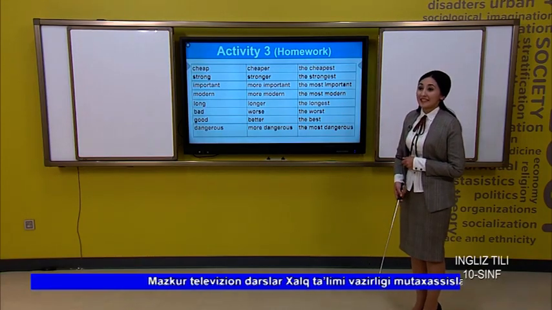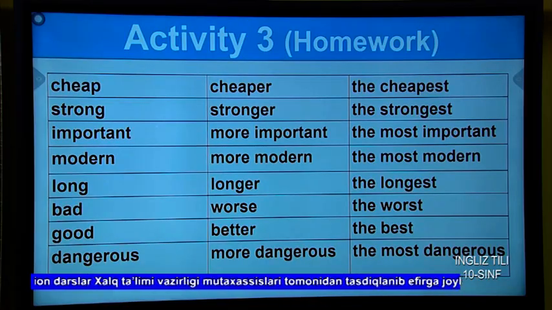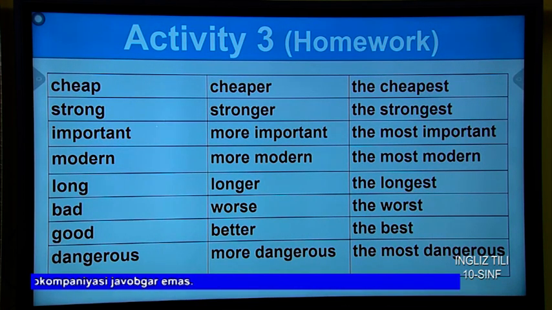Before starting our lesson, let's check your control work. Activity 3. You had to complete the table about adjectives. The first part was given to you. For example, cheap, strong, important, modern, long, bad, good, dangerous. You had to complete second and third part of the table.